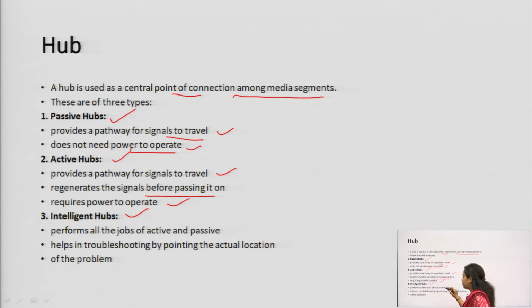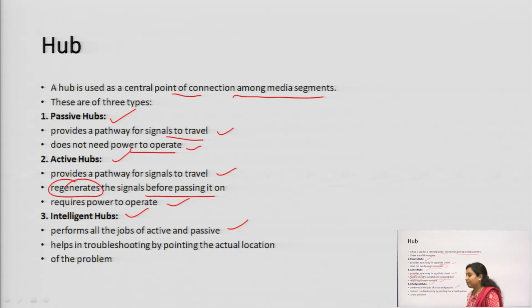Now, next is the intelligent hub. It performs the job of both active and passive hubs. What is the advantage of the passive hub? That it does not require power. What is the advantage of the active hub? It requires power, but the advantage is that it will regenerate the signal.